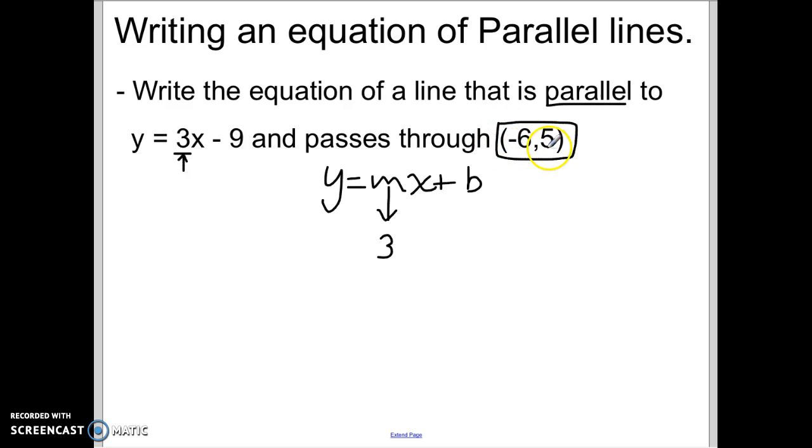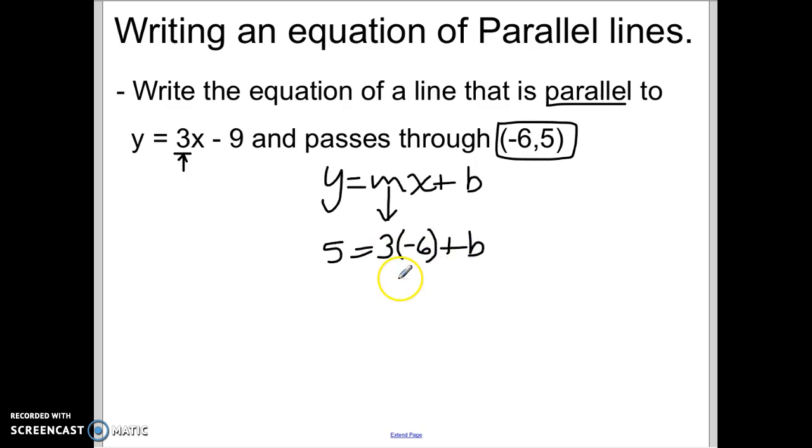This point has an x coordinate and a y coordinate, and conveniently I have an x and a y variable that I can substitute in. So for the x, I'm going to substitute -6, and for the y coordinate, I'm going to substitute 5. The only variable I don't have left is my b, which I need to solve for.